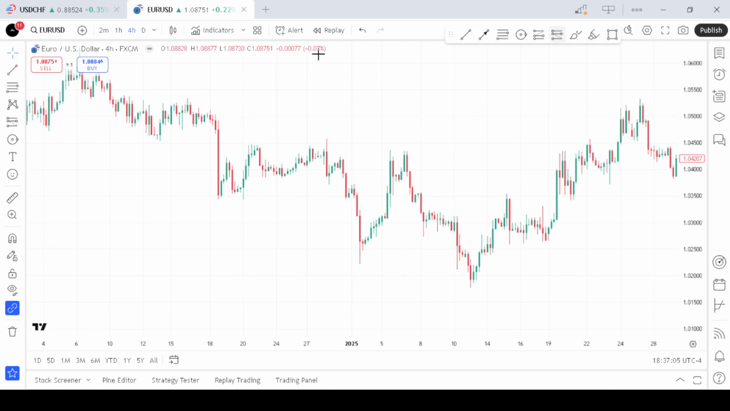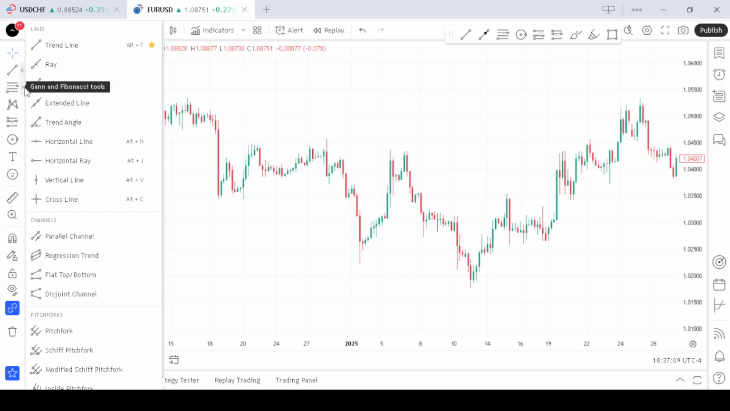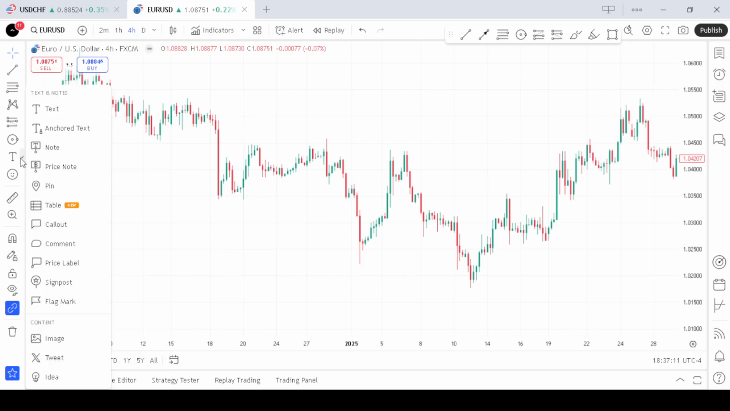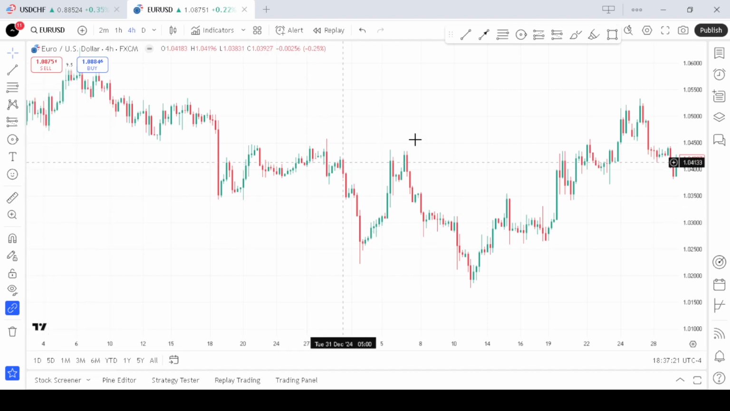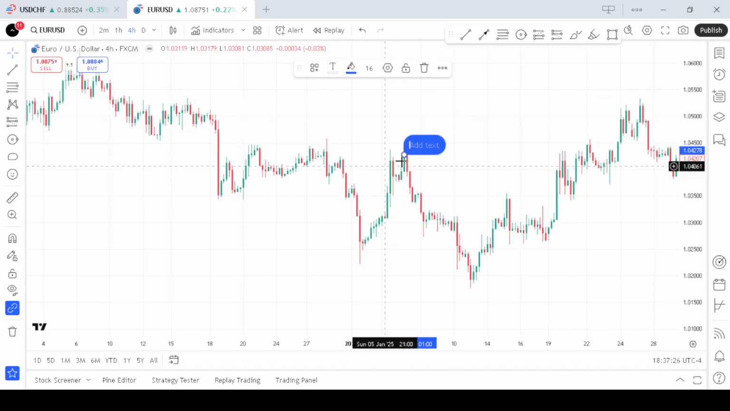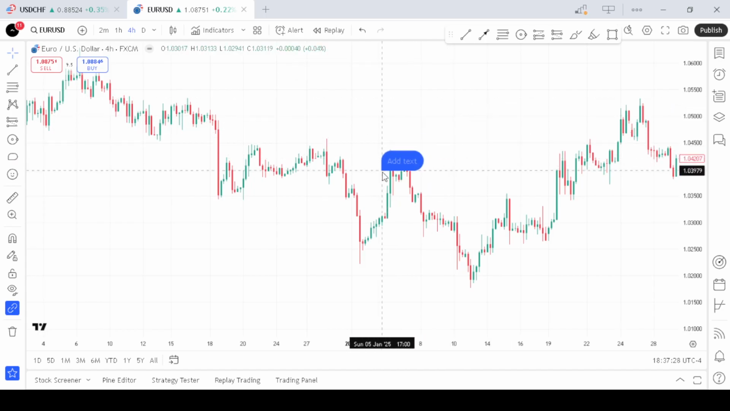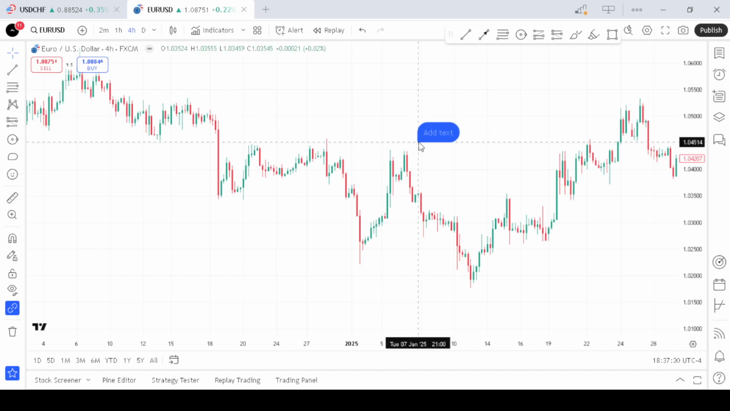You can attach notes to areas where you expect price to react, or you can put a particular comment where you expect something important to happen in price. As we can see, this is an example. If you mark out an area in your chart, you can write whatever you are looking for in the chart.